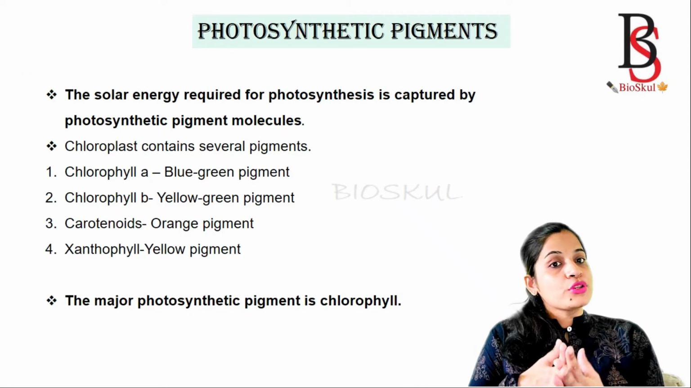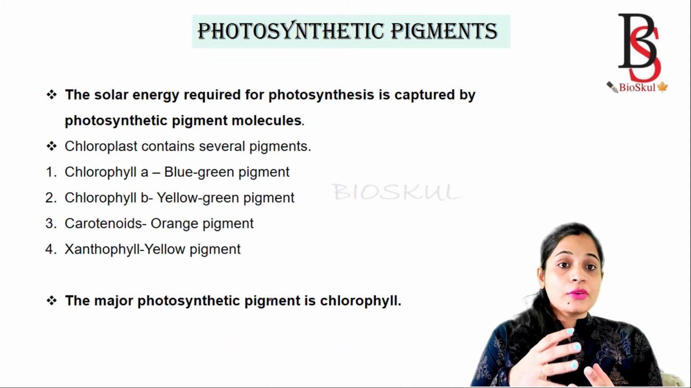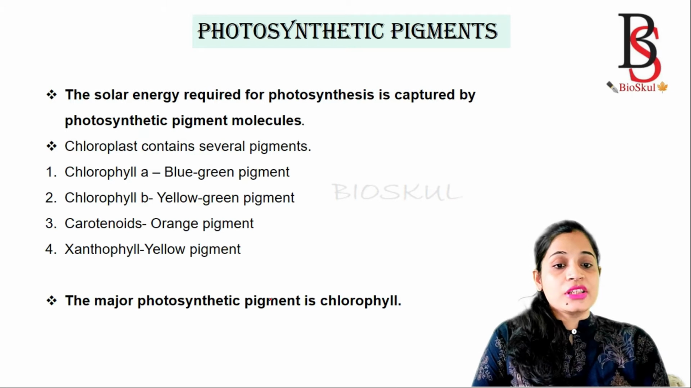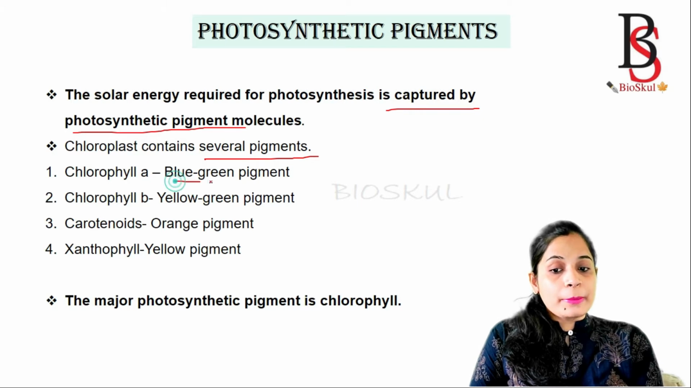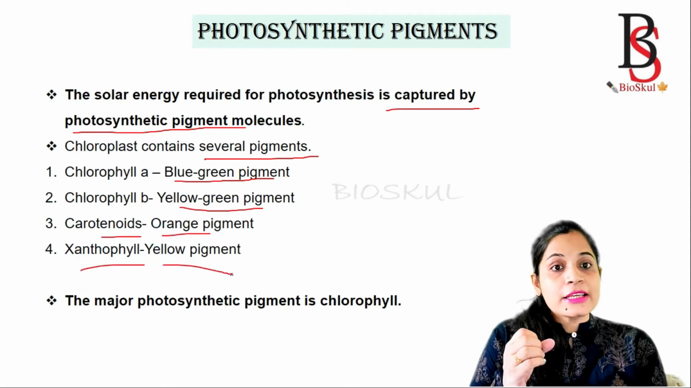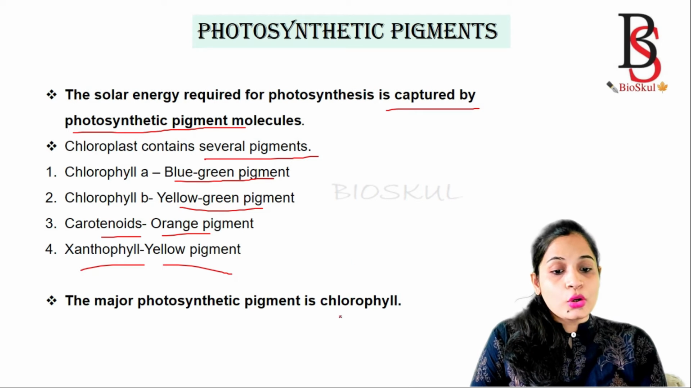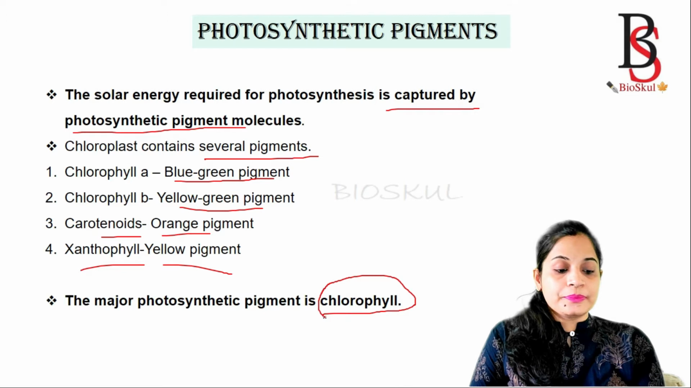Now, what are photosynthetic pigments and what is their role? The solar energy is required for photosynthesis, and that solar energy is captured by photosynthetic pigments. Chloroplast contains several pigments. Some of the pigments are chlorophyll A, the blue-green pigment, chlorophyll B, the yellow-green pigment, carotenoids, orange pigment, and xanthophylls, yellow pigments. The major photosynthetic pigment is chlorophyll.